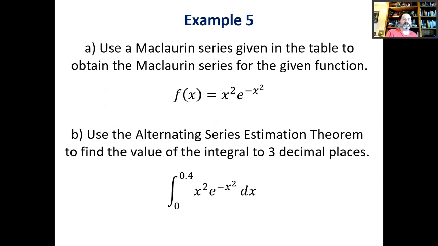All right, so here's the last example today. We're going to use the table to find the Maclaurin series for this. Now, this is x squared and e to the minus x squared. So we did the Maclaurin series already for e to the x. So I'm just going to substitute. Again, I'm allowed to substitute in constants and powers. And I can multiply. And then I'm going to use the alternating series estimation theorem to find this integral to 3 decimal places. So that's something we've seen before, but I'm going to show you how it's applied to Taylor series.